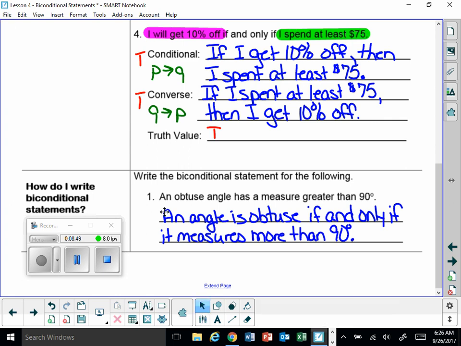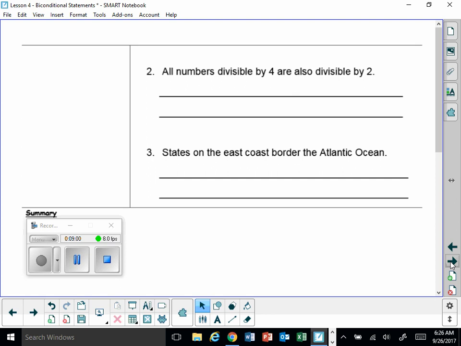Now you'll note that I reworded that a little bit, and that's okay. What's important is that you keep the content the same. The language does not have to be exactly the same. I want you to try these two on your own, and go ahead and pause your video.